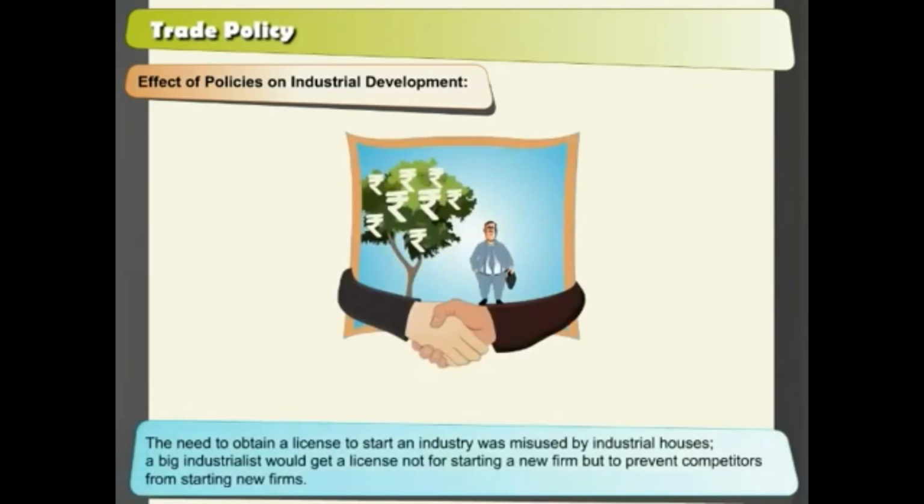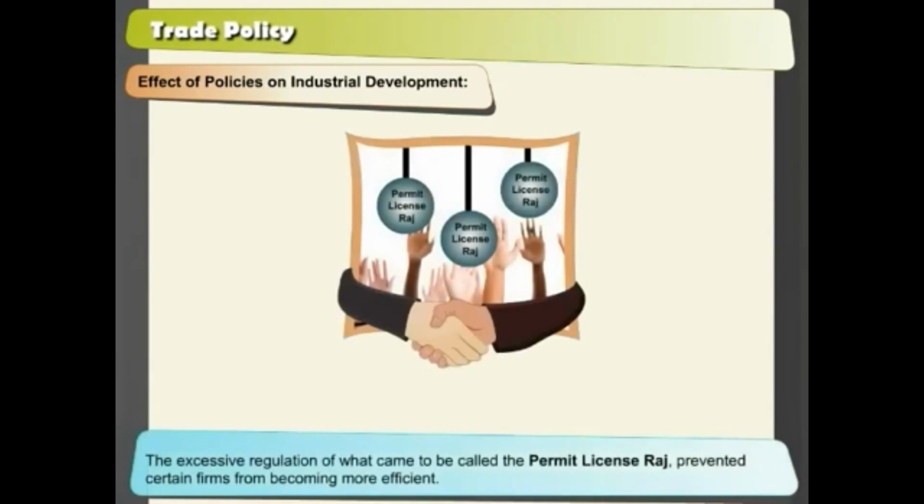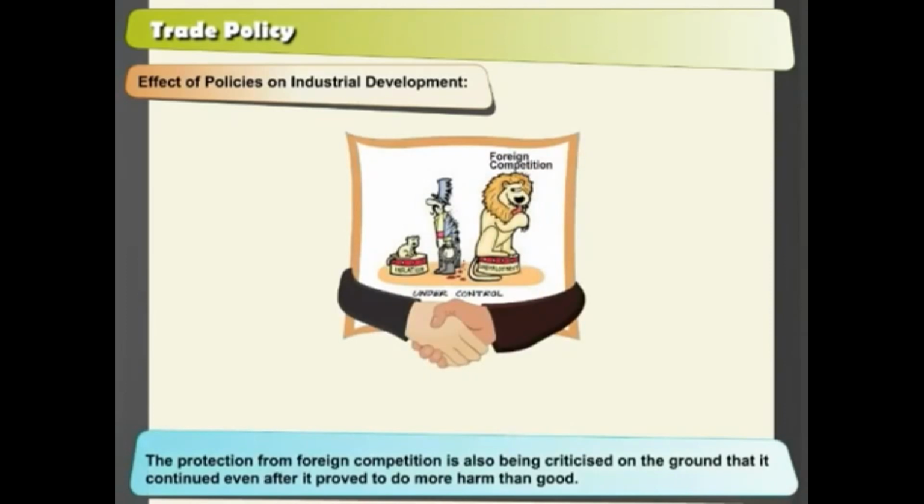Another area which needs mention is the need to obtain a license to start an industry. The need to obtain a license to start an industry was misused by industrial houses to a great extent. A big industrialist would get a license not for starting a new firm, but to prevent competitors from starting new firms. The excessive regulation of what came to be called the permit license Raj prevented certain firms from becoming more efficient. More time was spent by industrialists in trying to obtain a license or lobby with the concerned ministries rather than on thinking about how to improve their products.